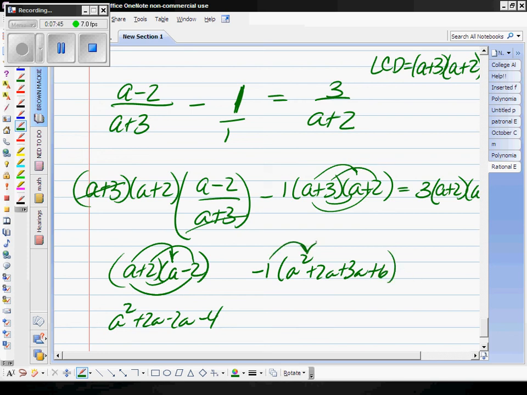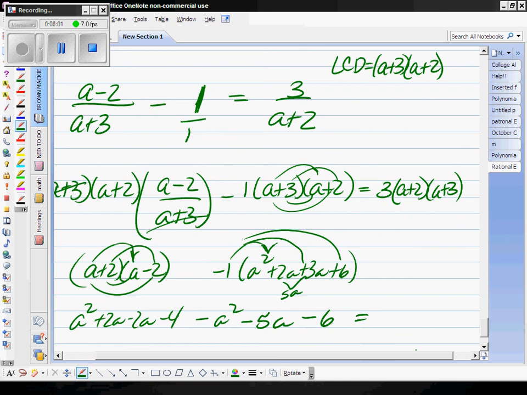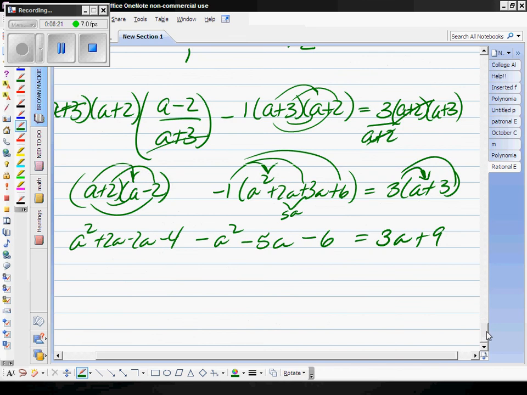And if I distribute the minus 1, that'll give me minus a squared. And then these actually become 5a. So minus 5a minus 6 equals to, this was 3 over a plus 2. So the a plus 2 cancels out, and that leaves me equaling to 3 times a plus 3. And if I have to distribute, that gives me 3a plus 9. So the only thing I need to clean up is this one right here.